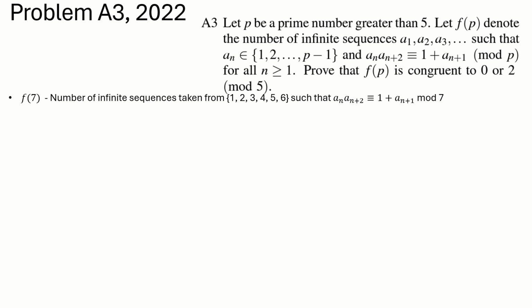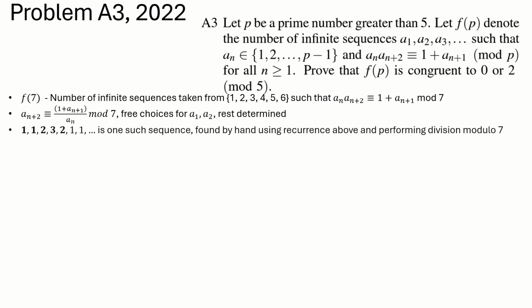This condition being satisfied, together with the fact that all terms in the sequence must come from the integers 1 through 6, implies that we can find a sub n plus 2 from terms a sub n and a sub n plus 1 by the following recurrence relation. Essentially, once we've picked a1 and a2, the rest of the terms in the sequence are determined. Here's an example of one of these sequences.